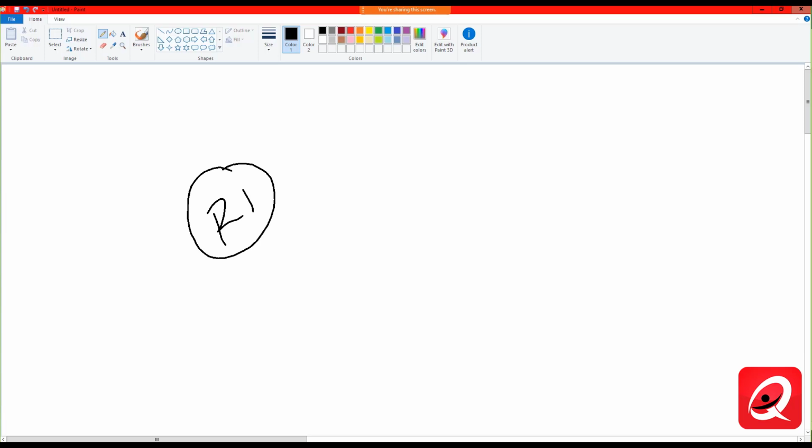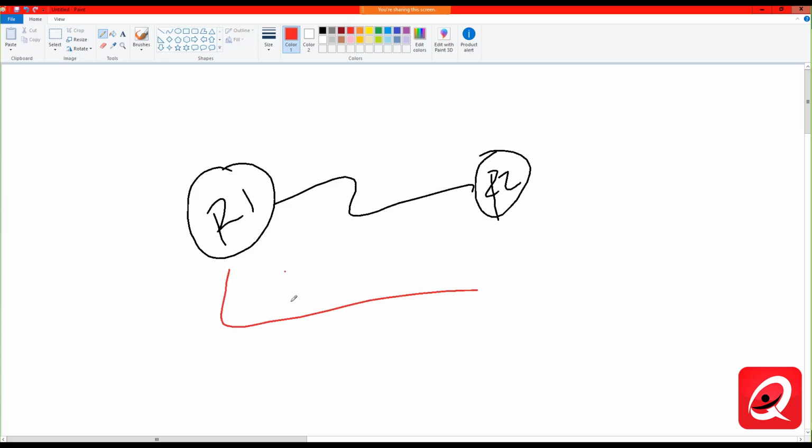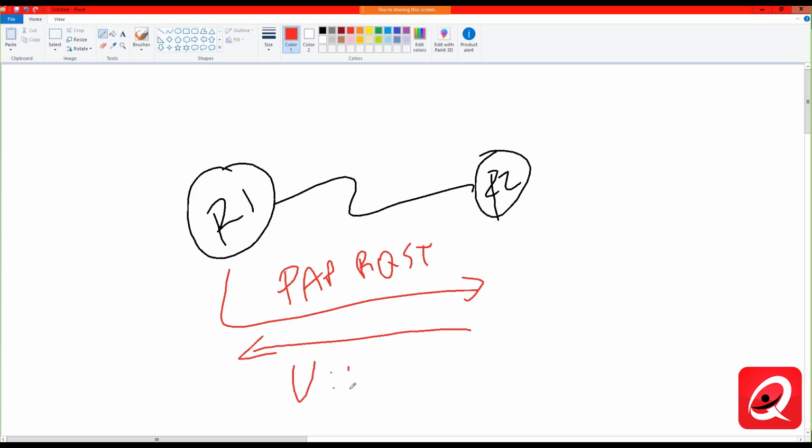authentication, you've got R1 on the left. It's got this serial link to R2 on the right. And what's happening in this case is R1 is sending a PPP request to R2 indicating, hey, I want you to authenticate. And then R2 is going to send its username, and it's going to send its password, which in this case is CCIE.